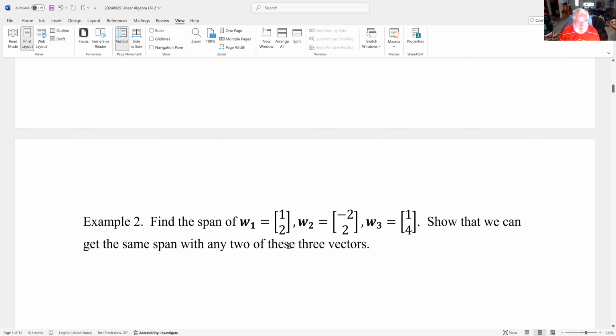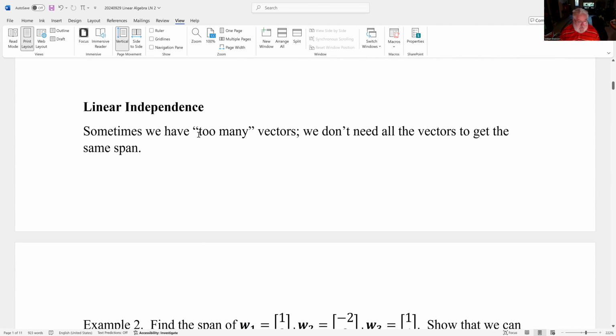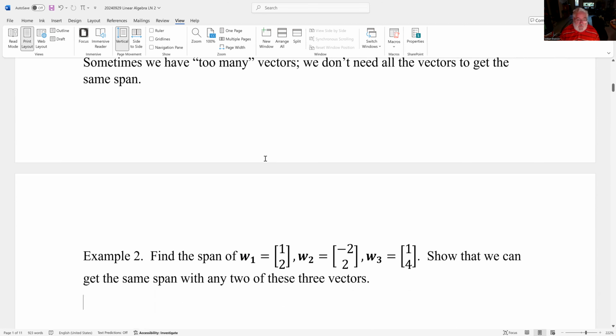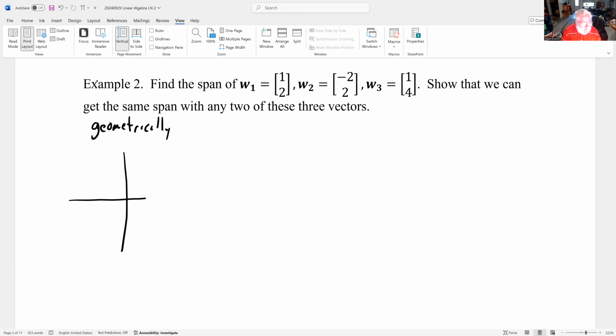So in example 2, we have these three vectors. We can get the same span with any two of these three vectors. So sometimes we have just too many vectors, right? We don't need all the vectors to get the same span. So geometrically, we can actually graph all of these things.